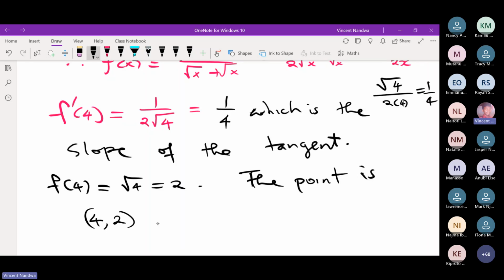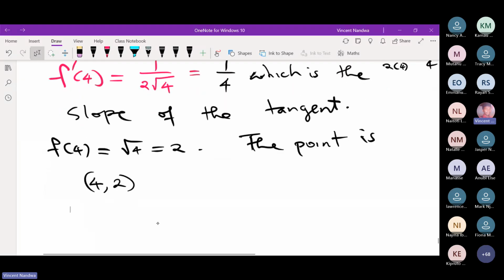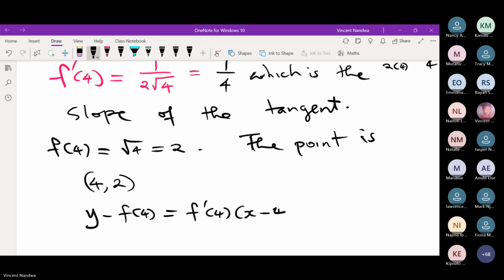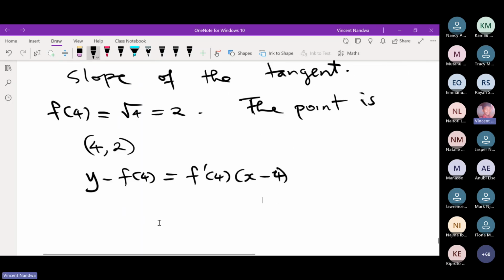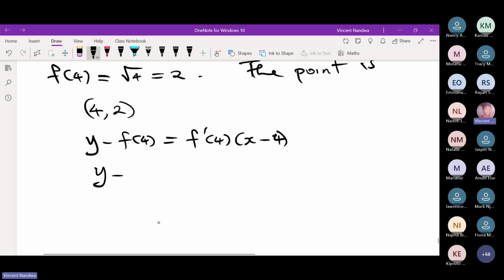(4, 2). So we know that the equation of the tangent will be given by y minus f of 4 equals f prime at 4 into x minus 4. That's just by definition. So we'll have y minus 2 equals 1 over 4, that's the slope, times x minus 4. Kindly simplify this and tell me the equation in the form y equals mx plus c.